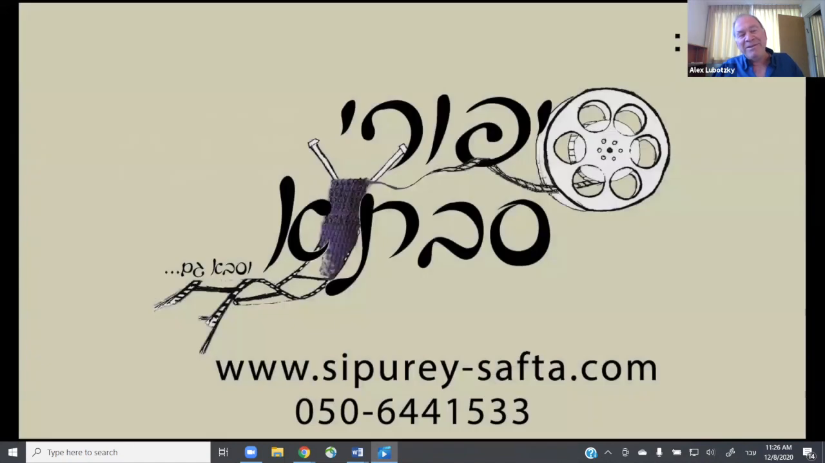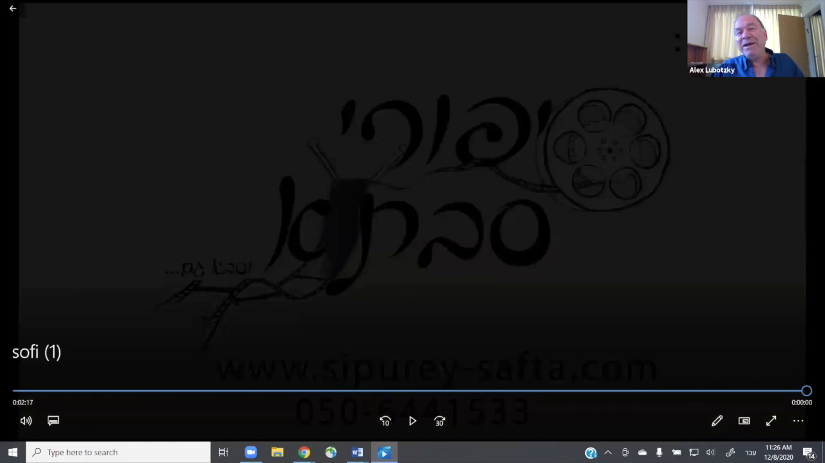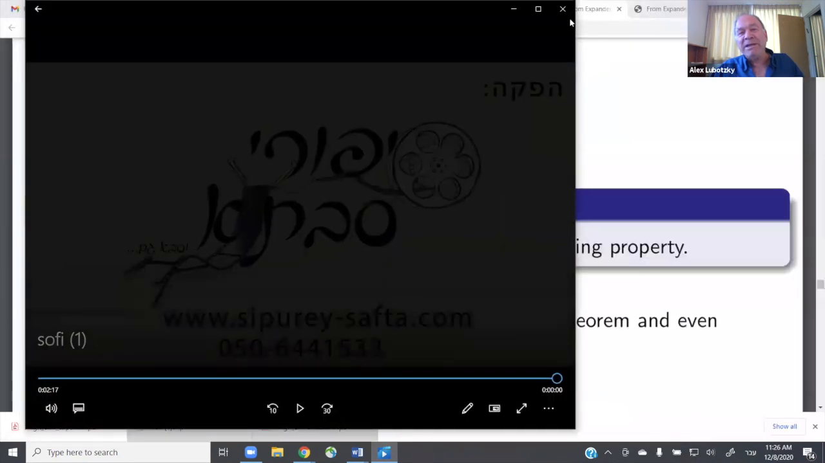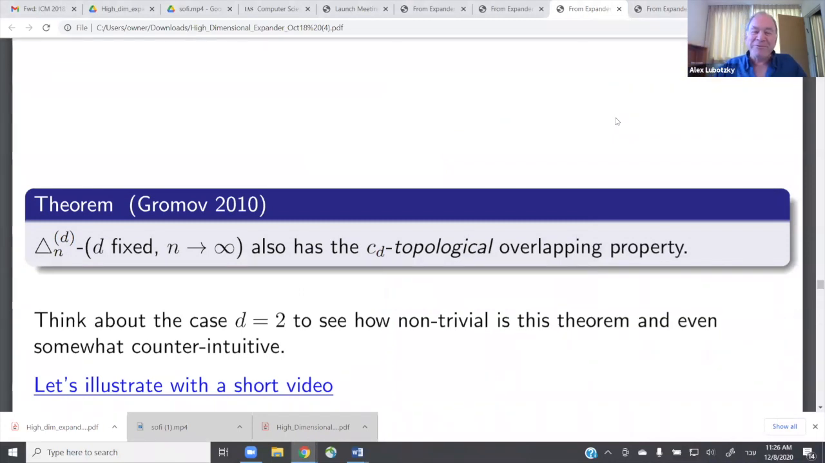By the way, the flags from Brazil and Israel, because I prepared this. Well, I didn't prepare it. Somebody prepared it for me for the talk at the ICM in Brazil two years ago, and I wanted to be nice to the local people, so I put the flag of Brazil and my flag.